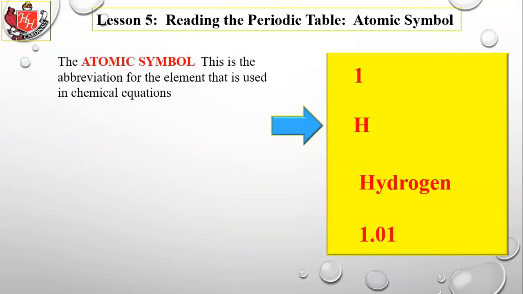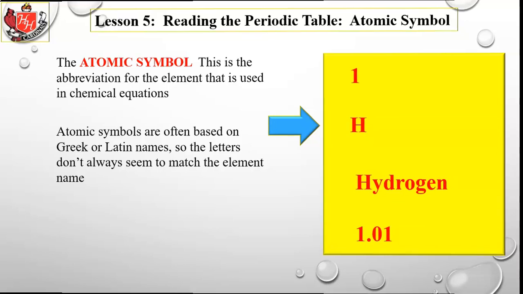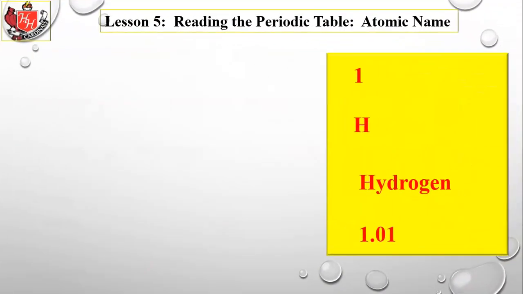The atomic symbol. This is the abbreviation for the element that is used in chemical equations. Atomic symbols are often based on Greek or Latin names, so the letters don't always seem to match the element name. For example, iron has the abbreviation Fe, and there are others as well where the symbol doesn't seem to match the name. One other point about the atomic symbol is that they're international. So the atomic symbol for hydrogen is always H, no matter what language. Even though in German they have another word for hydrogen that doesn't start with an H, they still use the symbol H.